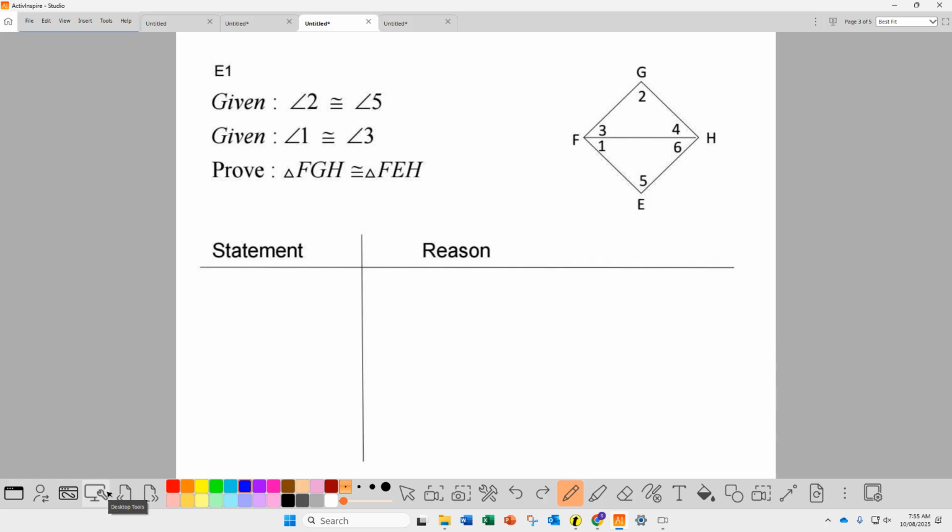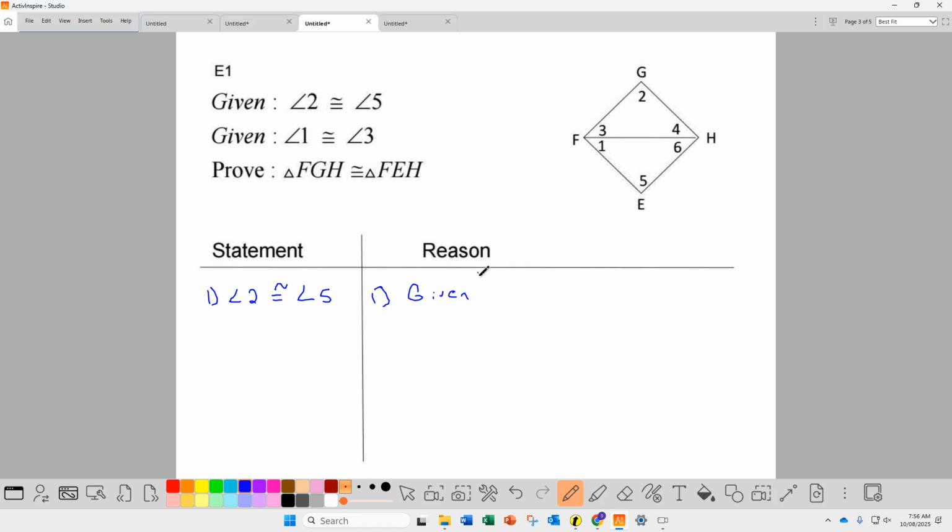So this is the way it starts, guys. Number one, put the given information. Angle 2 is congruent to angle 5. The reason that you know that is that it is given to you. It's that straightforward. All you're going to do is say move to the proof. On the electronic ones, you say move to proof. You're taking that given information, you're moving it to the proof.